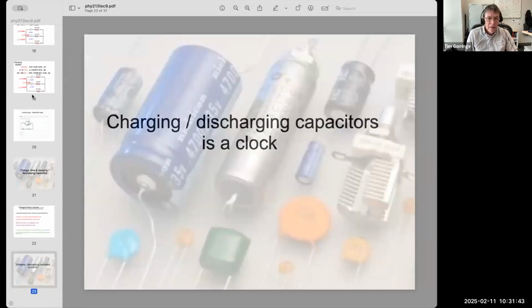Okay, let's get more concrete now and start talking about charging and discharging capacitors. They're a clock in physics. They're an example of change in physics, change with time in physics. And so we're going to look at these cases.